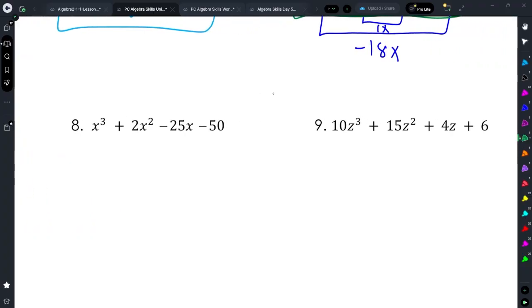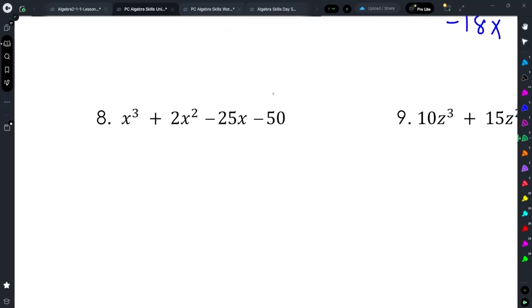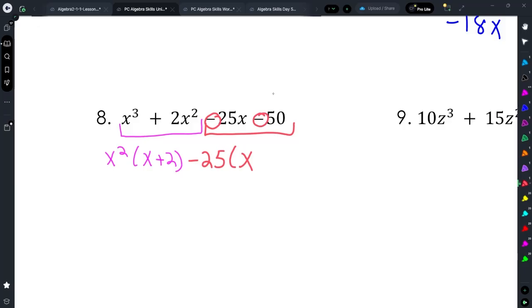Number 8 and 9 are factored by grouping because we have 4 terms. So let's factor out a GCF of just x squared, and we're left with x plus 2. Now, in the second pair, because the first one is negative, we're not going to factor out just regular 25. We're going to factor out a negative 25, and that's going to change this to a positive sign, and this is how we get our two parentheses to match.